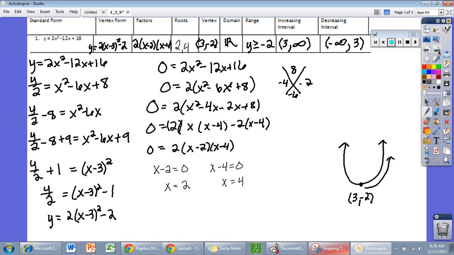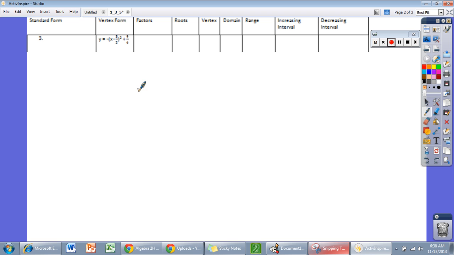Now we'll take a look at problem number 3, where it's given to us in vertex form. I know it's a little fuzzy to read here, but you do have it on your worksheet in front of you. It's given as y equals negative x minus 5 over 2 squared plus 9 over 4. We know right away the vertex is a positive 5 halves and a positive 9 fourths, because it's the opposite of the number inside the parentheses and the same as the number outside of the parentheses.